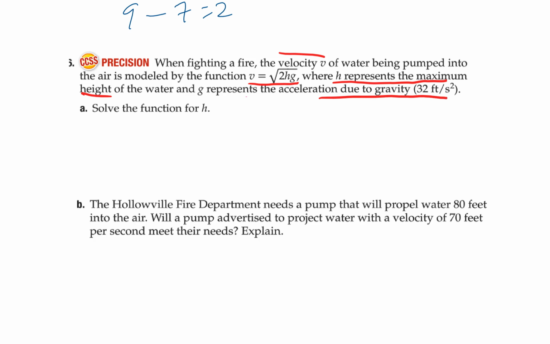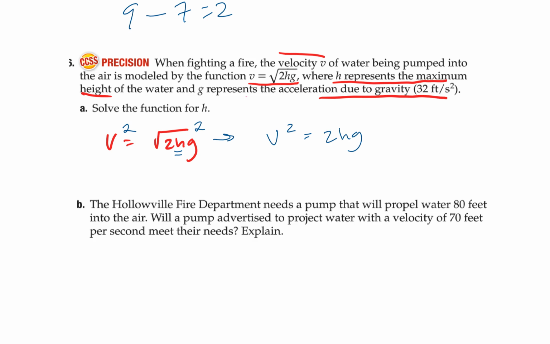A. Solve the function for h. So they want me to get h by itself. So we're trying to get this guy by itself right there. So first thing we do is get rid of this radical. The opposite of square root is square. Let's square both sides. So you get v squared equals 2hg.